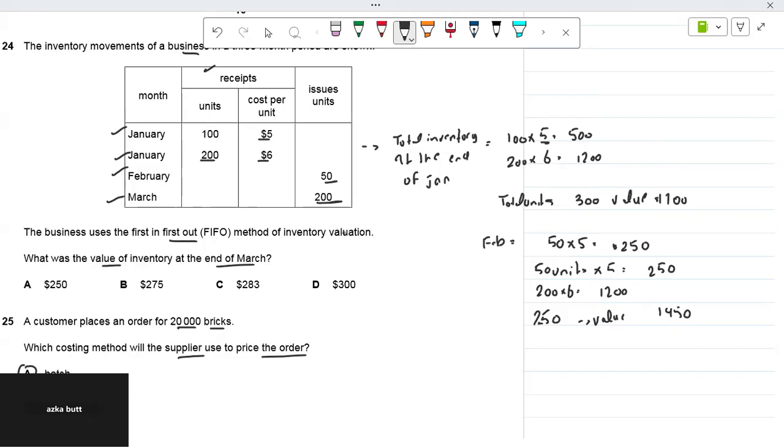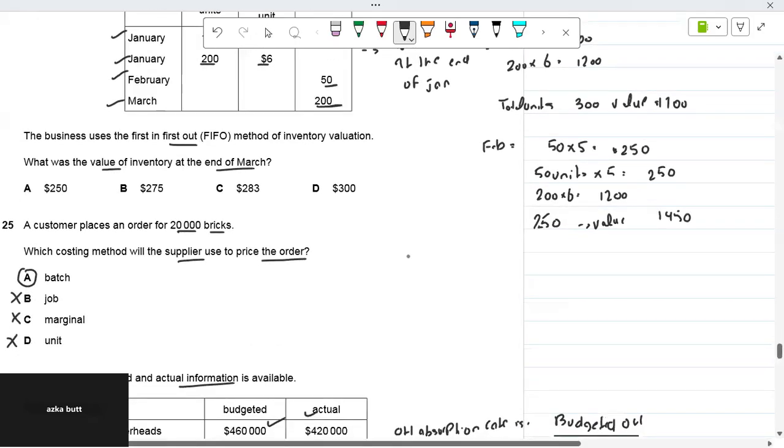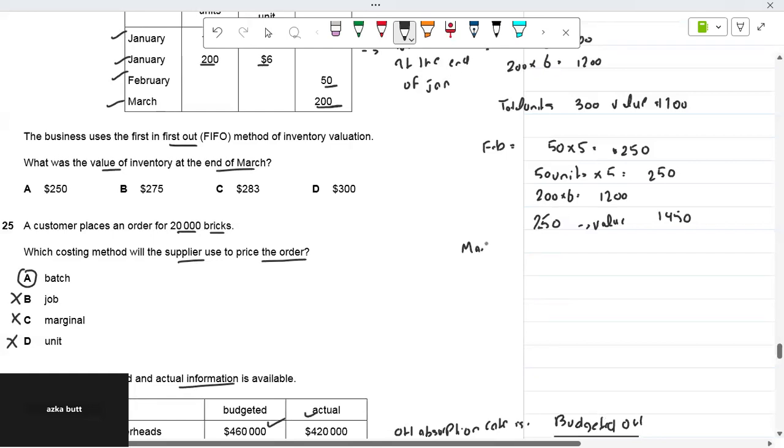Okay. Now let's see the March transaction, which is 200 units issued. The cost per unit is not specified here, so assuming no new cost is provided, we consider the existing cost. So the issues in March are 200 units. Using FIFO, the next 200 units issued are from the remaining oldest inventory.